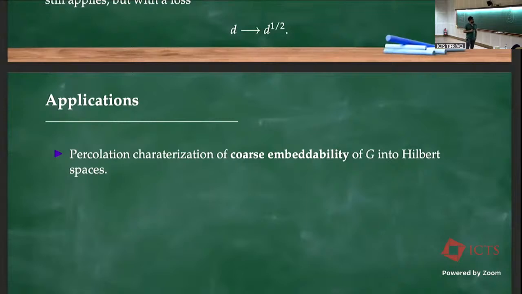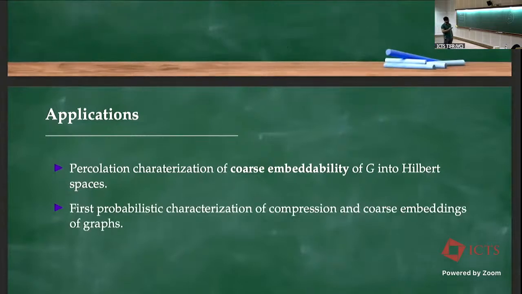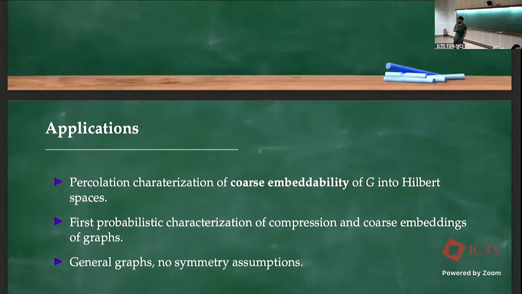Also, I didn't talk about it, but you can have a characterization of when you can embed a graph into a Hilbert space in a coarse manner. This has quite some background in coarse geometry, which is why you want to do that. And percolation gives you a characterization of this along a similar recipe. This was the first probabilistic characterization of compression and coarse embeddings. Once more, no symmetry assumptions are made, and it works for general graphs.